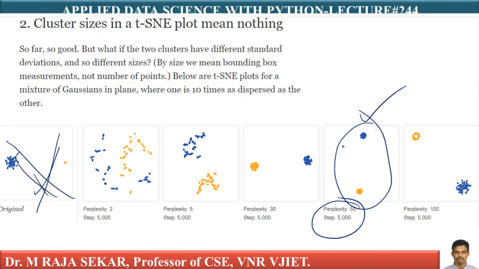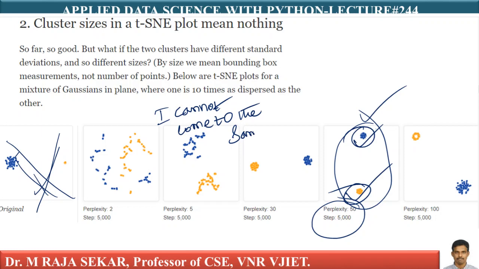One conclusion that I could have come to is, okay, my blue points and my orange points here at perplexity 50 are well separated. This is number one. Number two, they also roughly have the same density. Roughly, these blue points and orange points have the same density. No, I cannot come to the same density conclusion.